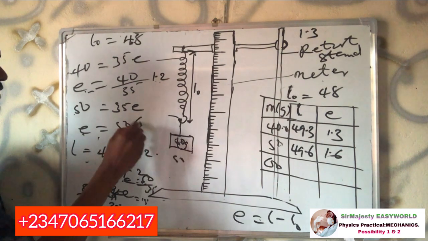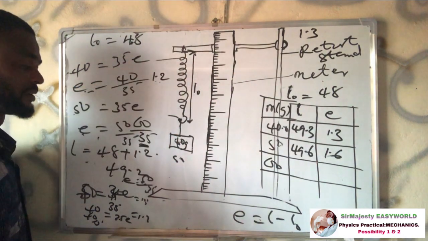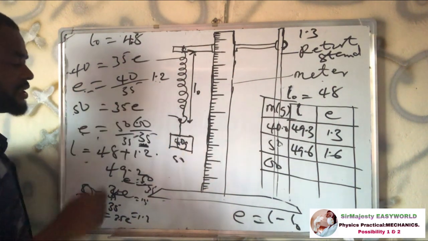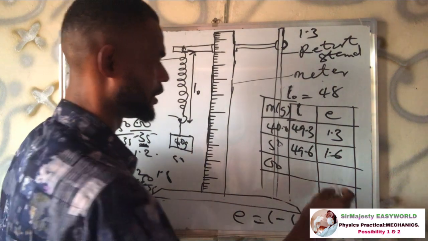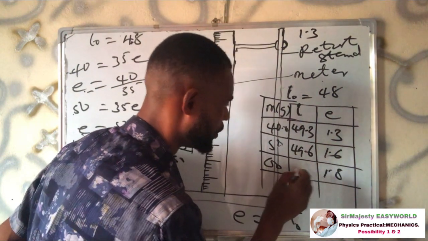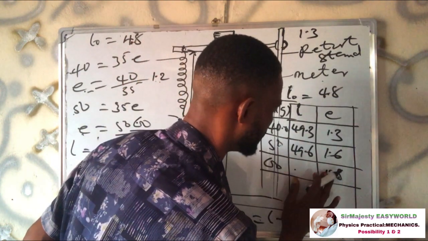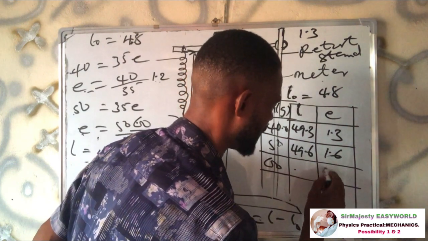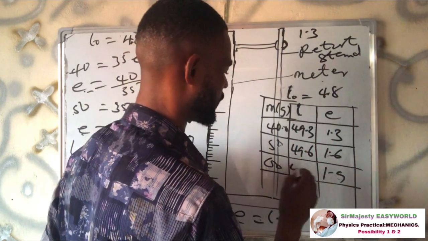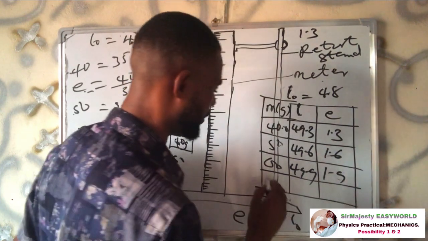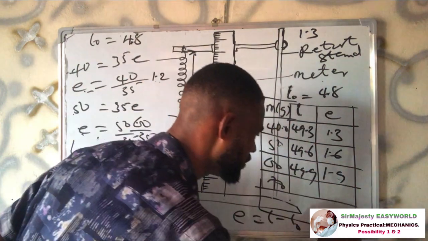60 over 35. I'm using 35 as my stiffness, the elastic constant. Then 35 divide 60. I may get 1.8, or whatever it will give you from your calculations. Then you write 1.8. Come and feed this one again. 1.8 plus 48, and maybe I have 1.9. I come here and fill it. I have 49.9. Then I bring in the next mass, 70. Go and divide with 35 again. Do the same thing until you fill all of this table.